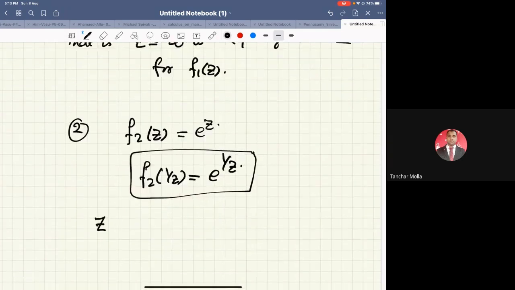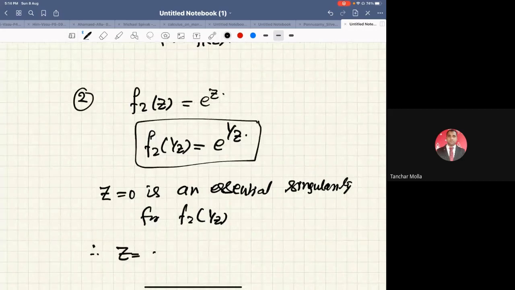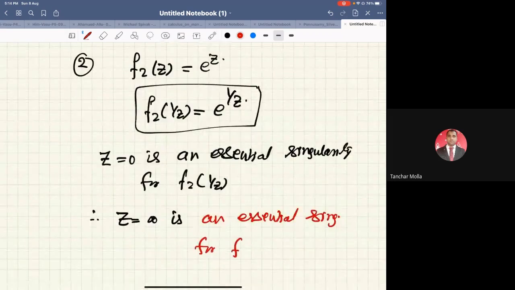Okay, z equals 0 is an essential singularity for f2 of 1 by z. Therefore, z equals infinity is an essential singularity for f2 of z. Okay, so now we will see the further study of the singularities at z equals infinity.